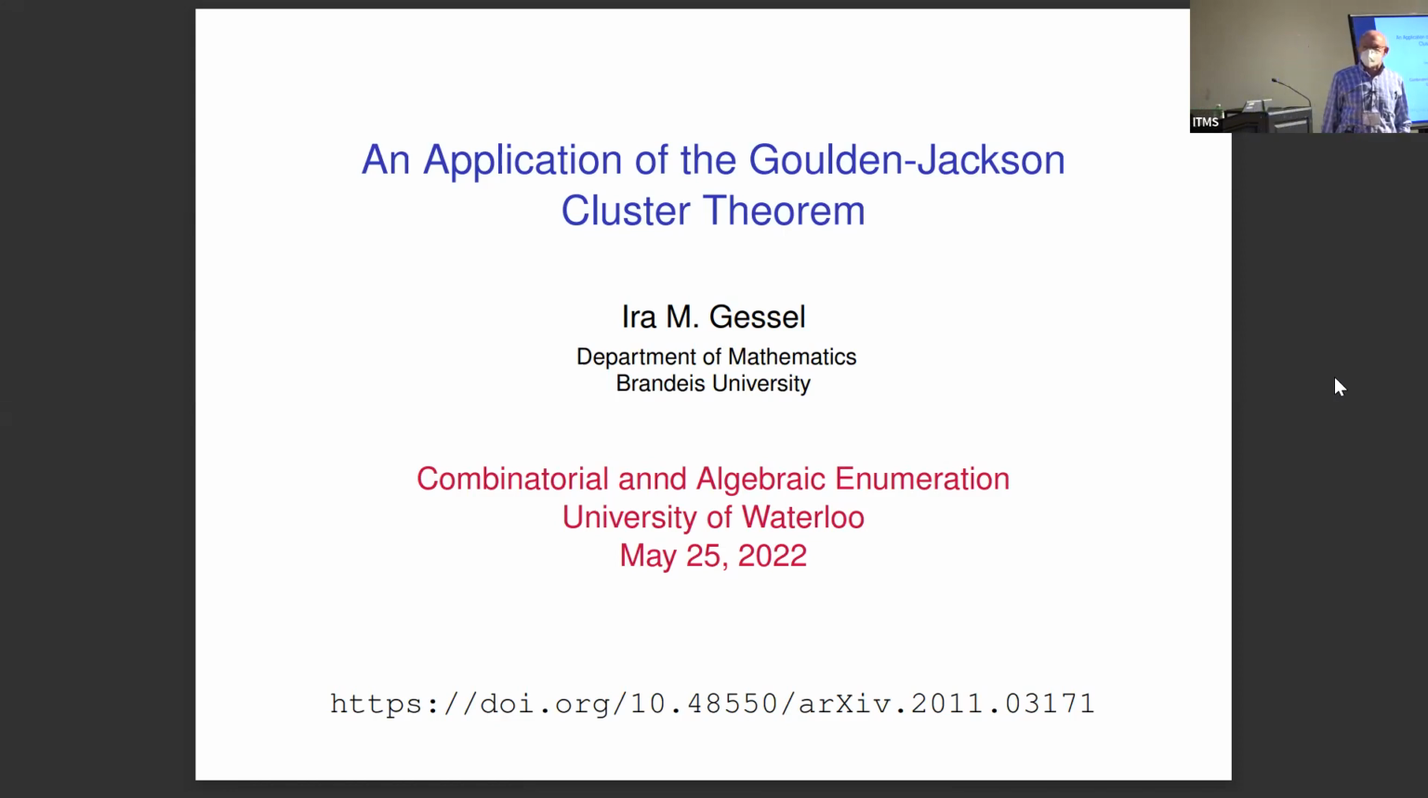One thing I'm going to talk about today is an application of a really beautiful theorem that Ian and David proved, called the Goulden-Jackson cluster theorem. It's about counting words with forbidden subwords. And for this talk, subwords are always consecutive subwords.